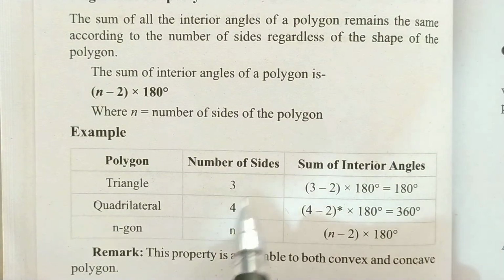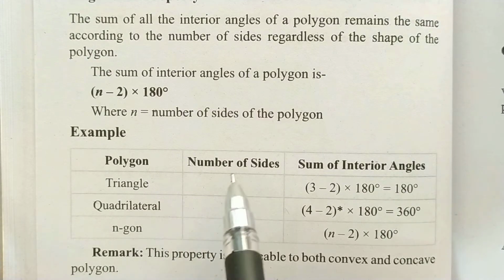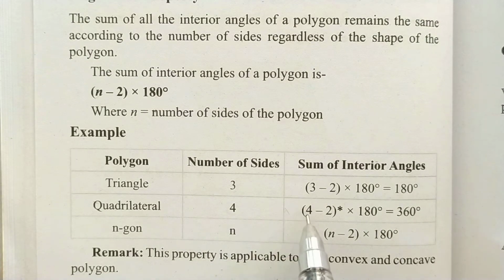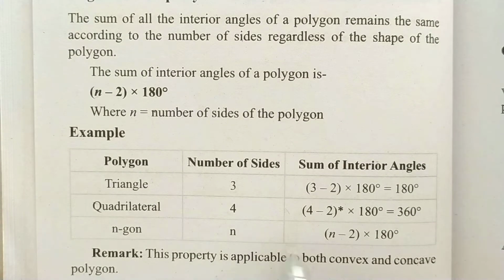Now next, quadrilateral. You know that the sum of the 4 angles of a quadrilateral is equal to 360 degrees. Quadrilateral means 4 sides. So the number of sides is 4. So (4 minus 2) into 180. 4 minus 2 is equal to 2. 2 into 180 is equal to 360 degrees. Here n means the number of sides in a polygon. So (n minus 2) into 180 degrees.